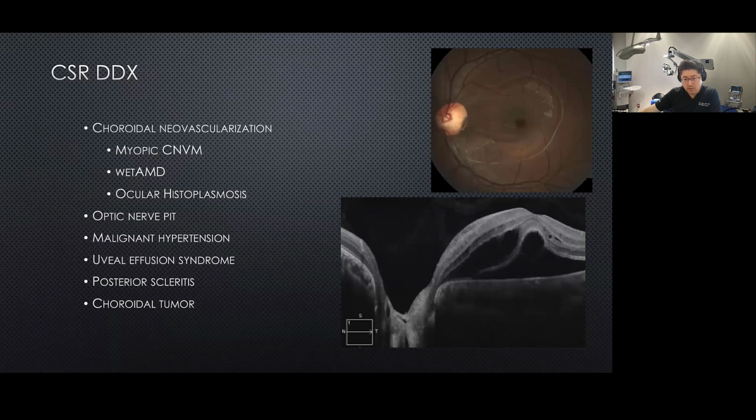So anytime you see subretinal fluid, always trace that fluid nasally to make sure there's no optic pit. And other conditions are malignant hypertension, uveal effusion syndrome, posterior scleritis, and choroidal tumors of various kinds.